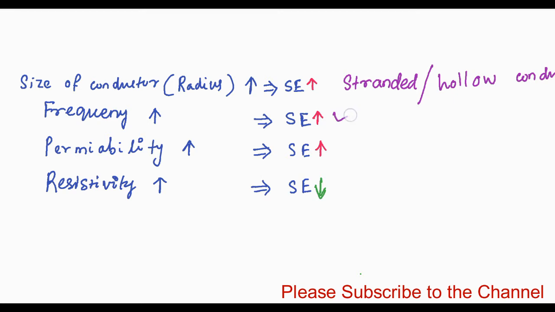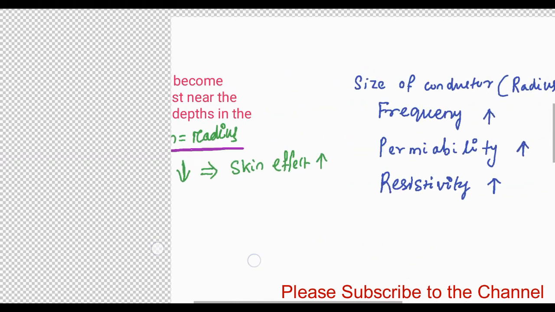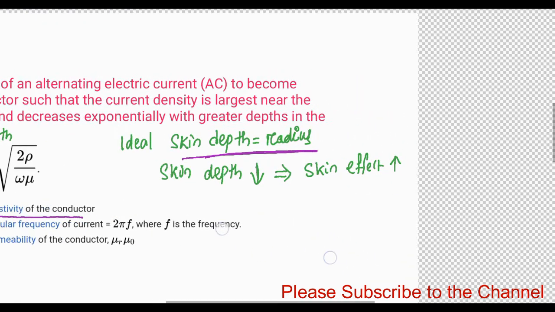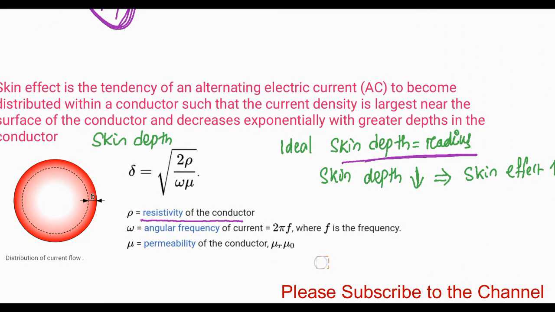Next is permeability. If the permeability of the conductor increases, skin effect also increases, because as the permeability increases, the whole term will decrease. That means skin depth will decrease. As the skin depth decreases, skin effect will increase, as I described here.